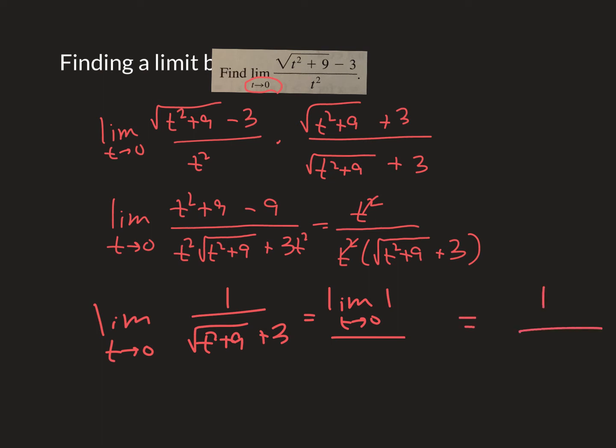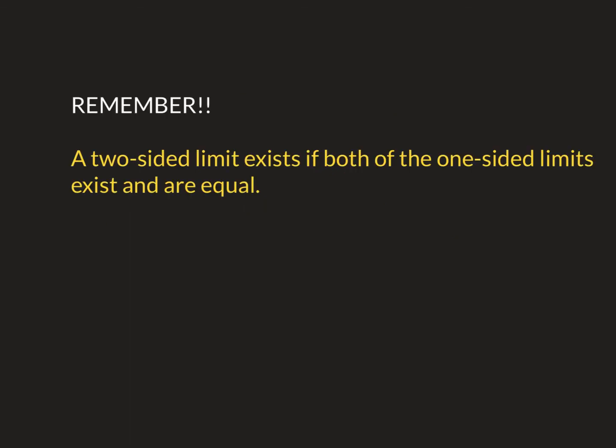My denominator, if I separate it and do limit as t approaches 0 of the square root of t squared plus 9, plus 3, and do direct substitution there, it would give me the square root of 9 plus 3, which is really 3 plus 3, which is 6. So the limit right there is 1/6.